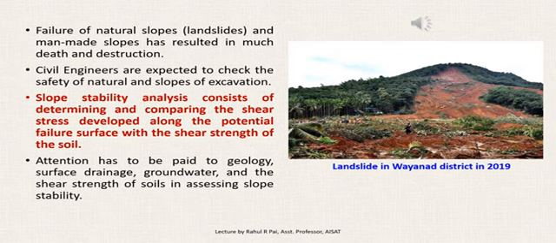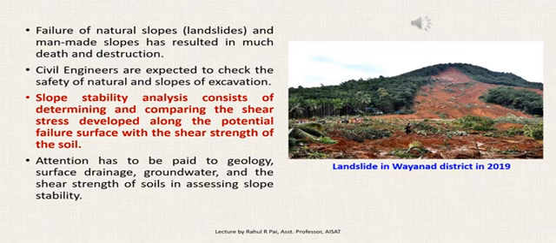So here I am reading a very important sentence. Slope stability analysis consists of determining and comparing the shear stress developed along the potential failure surface with the shear strength of soil. What this sentence means is that whenever you design any slope, whenever you prescribe a sloping angle for any soil, the shear stress along that potential failure surface must not exceed the shear strength of that particular soil. Okay, so that is very important.